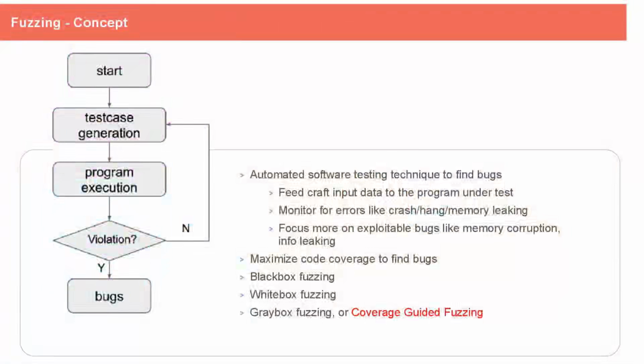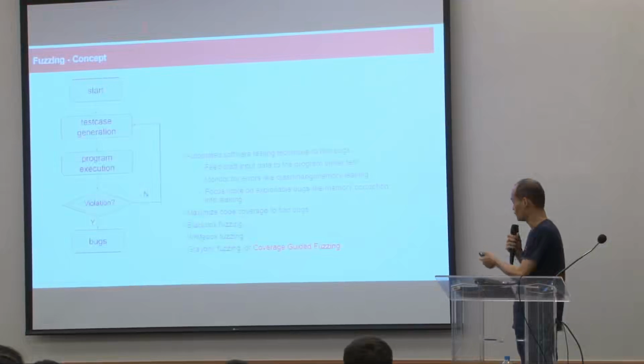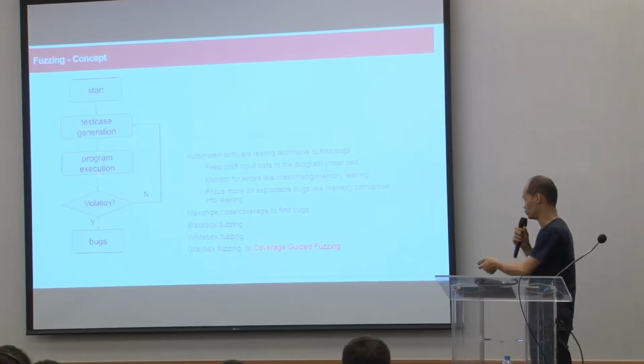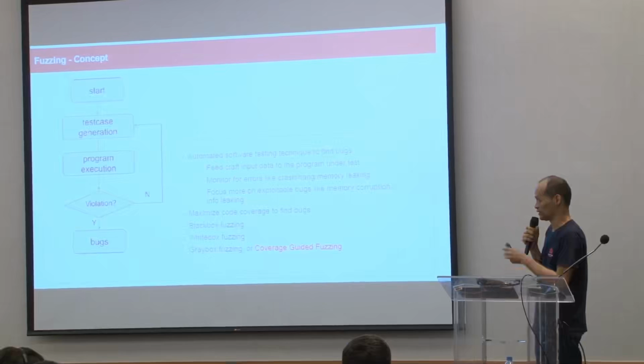Okay, first of all, what is fuzzing? The idea is very simple. Fuzzing is an automated software testing technique to find bugs. We feed some crafted input data to the program that we want to test, the program we want to find bugs inside. You can see here we have a loop. We send the crafted input data to the program, and when the program runs, we monitor it to detect violations.